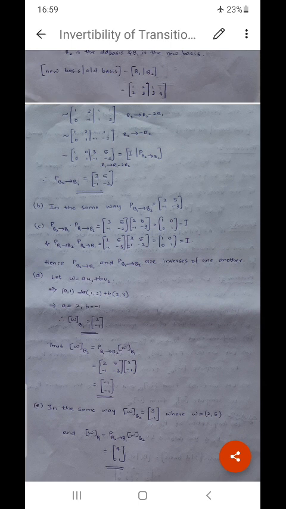In the same way, you have another vector (2, 5) with respect to B2, its coordinate vector is 3, minus 1, and the coordinate vector relative to B1 is 4, minus 1. Thank you.